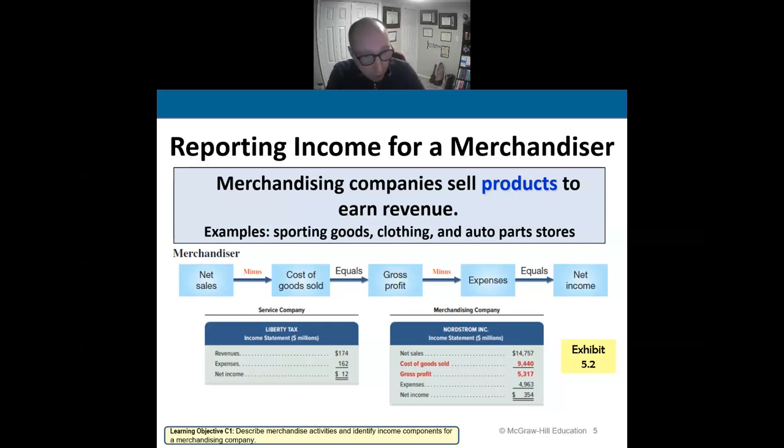Let's break that down, cost of goods sold. Cost of goods sold means the cost of what it took that retailer, that business, to acquire and sell that product to you. Okay, I'm going to give you an example. Here's a bottle of water in my hand. This bottle of water came from Costco.